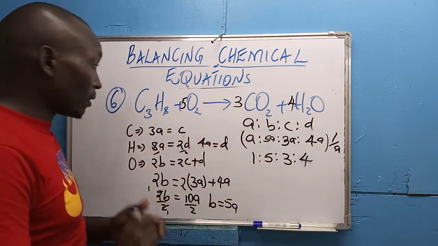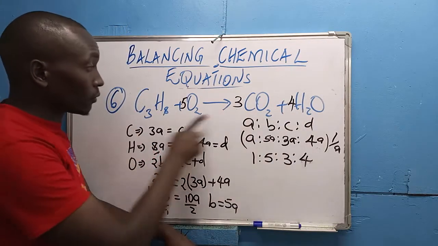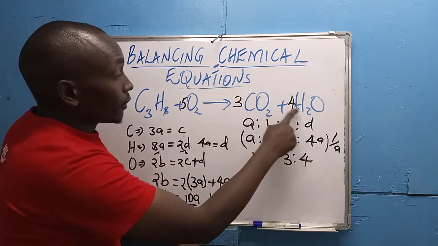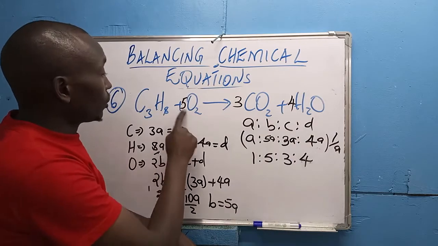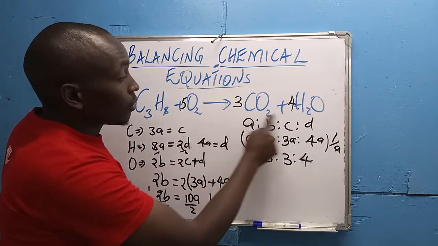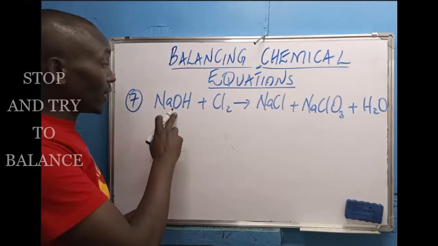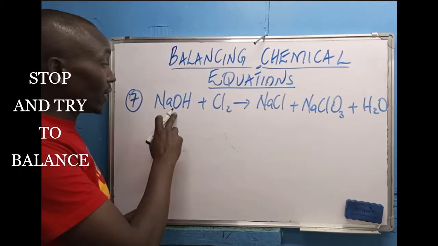Can I confirm that the equation is balanced? 3 carbons, 3 carbons. 8 hydrogens, 8 hydrogens. 10 oxygen, 6 plus 4. Done. Okay, this is the next equation. Kindly stop the video and try to balance.